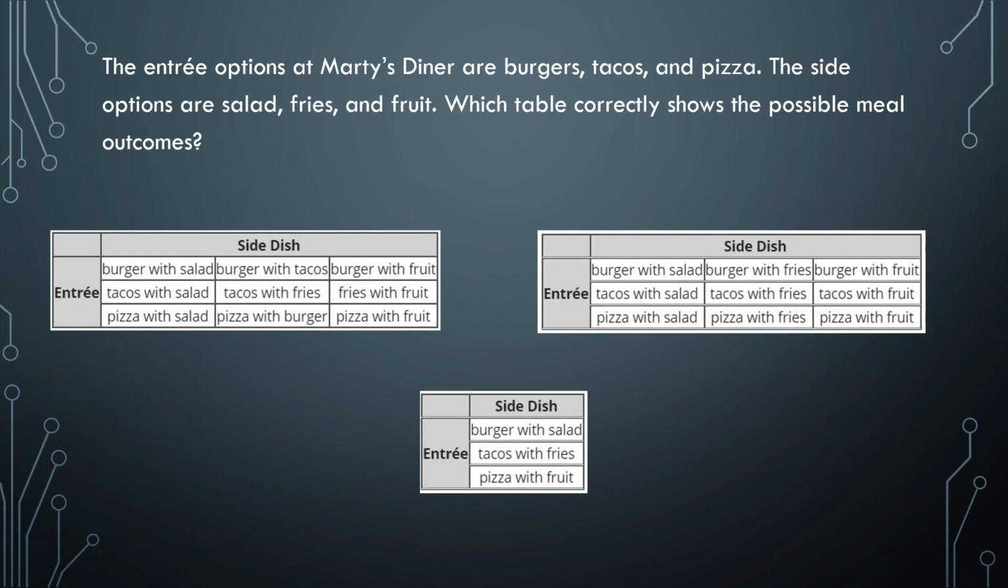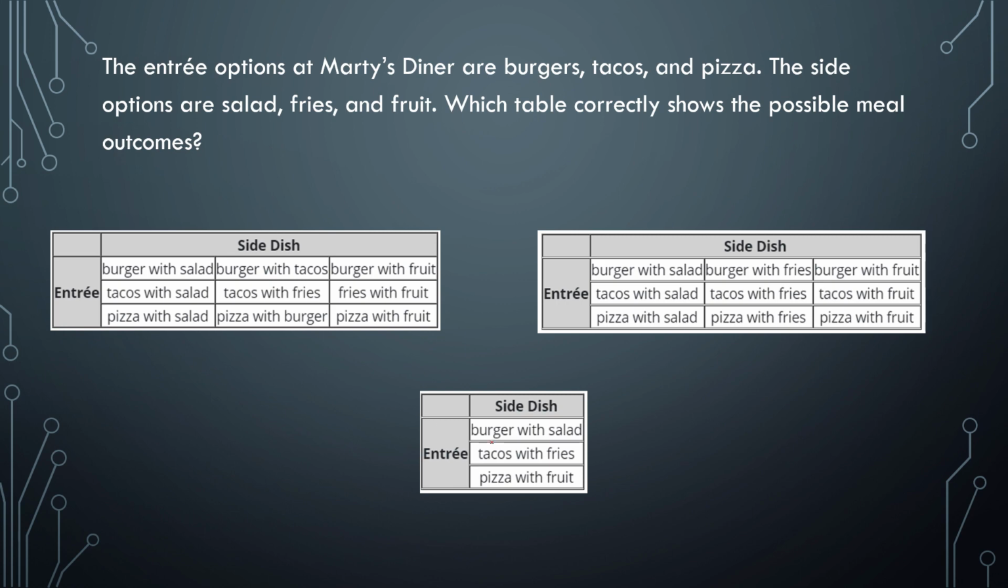The entrees at Marty's Diner are burgers, tacos, and pizzas. The side options are salad, fries, and fruit. We want to know which table correctly shows the possible meal outcomes. So we want to pick a table that shows each of the entrees, so a burger, taco, or pizza, with each of the side dishes, which are salad, fruit, and fries. So you're never going to go to a place and get a burger and pizza unless you order 2 separate entrees, right? Because you can't get a pizza on the side.